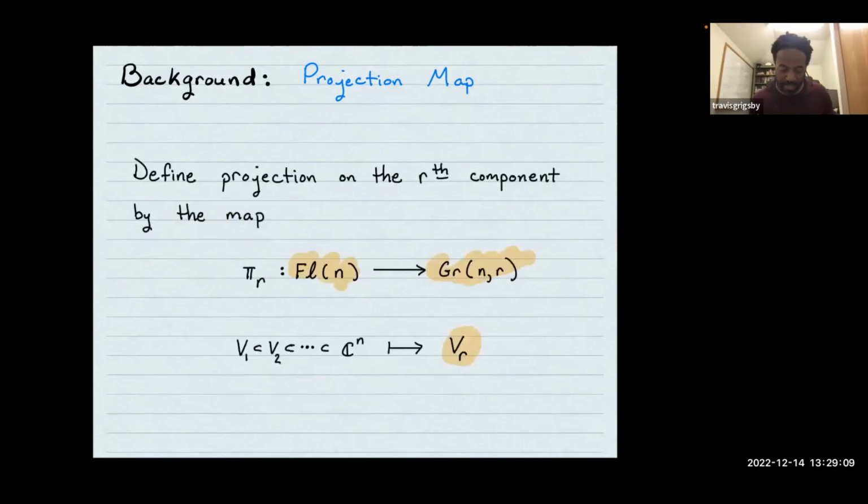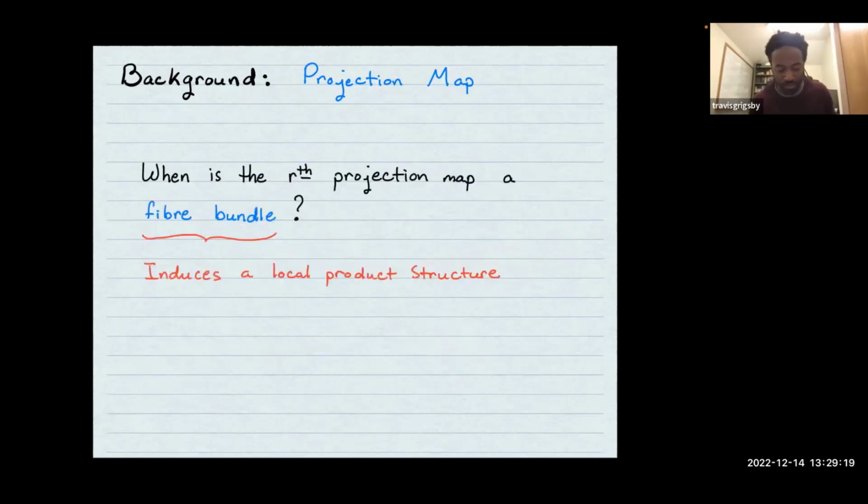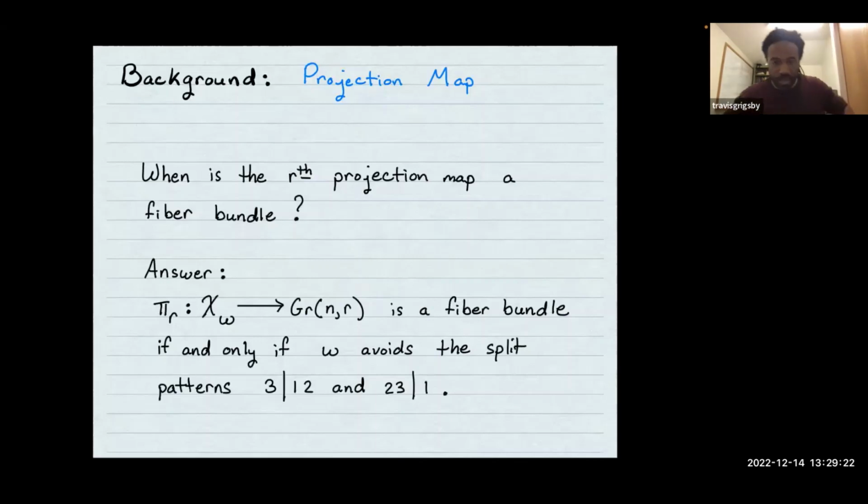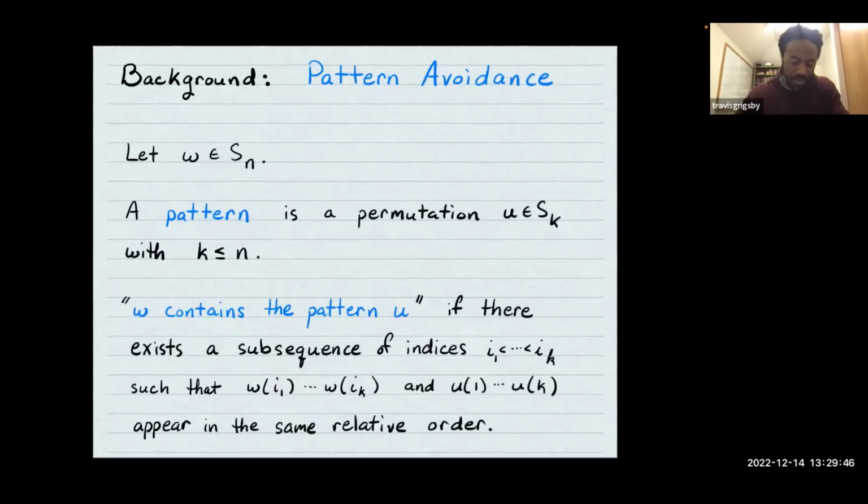And by that, I mean not this map exactly, but when this map is restricted to Schubert varieties or intersections of Schubert varieties. And so there's actually an answer to this. This projection map is a fiber bundle if and only if this indexing permutation avoids these split patterns. So there's a pattern avoidance criteria that's required and describes this. And there are other ways to describe it as well, but I'm going to focus on pattern avoidance.